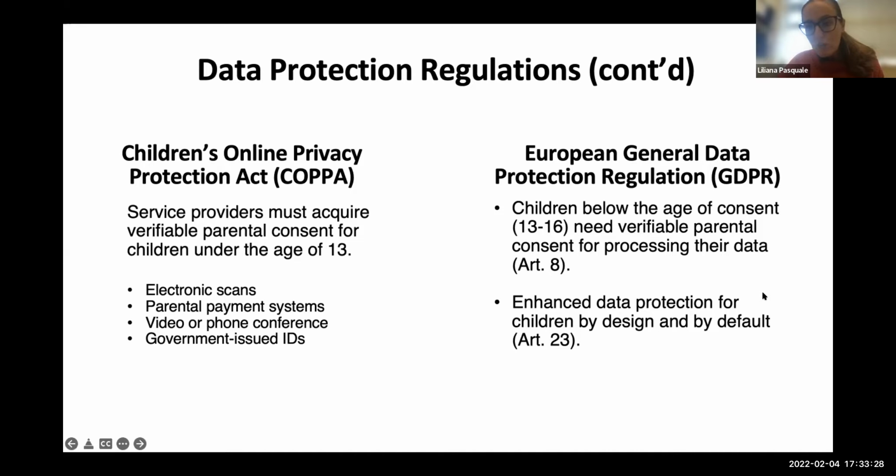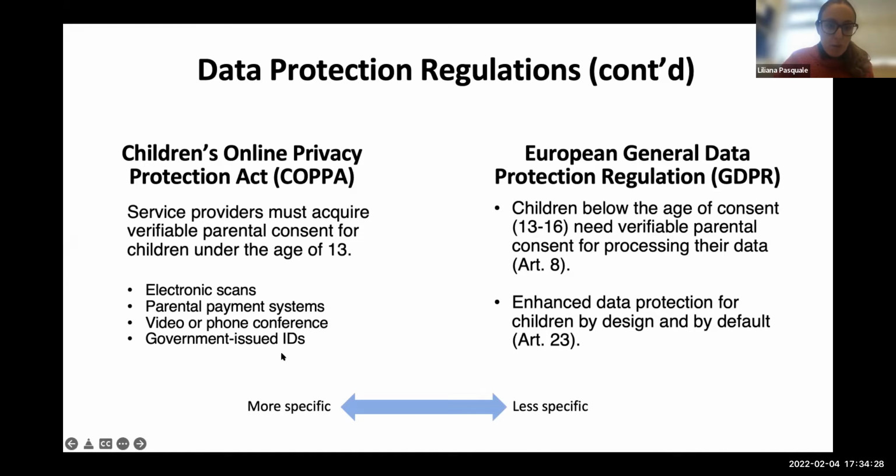In Europe, there is another regulation called GDPR, the General Data Protection Regulation, that established two main things. One is the concept of digital age of consent, between 13 and 16. If you are less than, for example, 16, depending on the country, you need verifiable parental consent for using a service and for the organization to process your data. This regulation also prescribed that software companies need to enable data protection by design and by default. However, this article 23 is very general, so general that in the end organizations do the bare minimum to ensure that children don't use their service. What happened is that big companies still collect data about underage users.